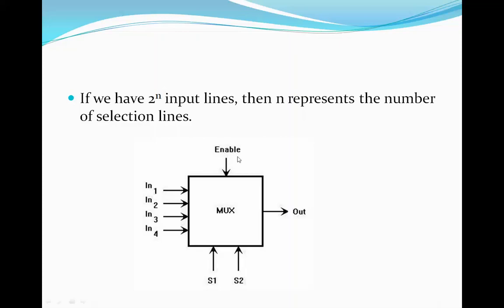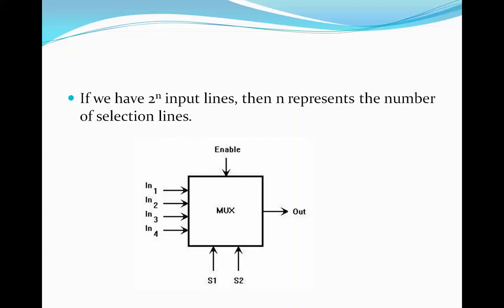At that time, in this enable line we give its input as 0 so that it will be disabled, and then when we require the multiplexer again in that particular digital circuitry, at that time we put this enable as 1. So you will see in our next slide that multiplexers are basically implemented by using the AND gates.